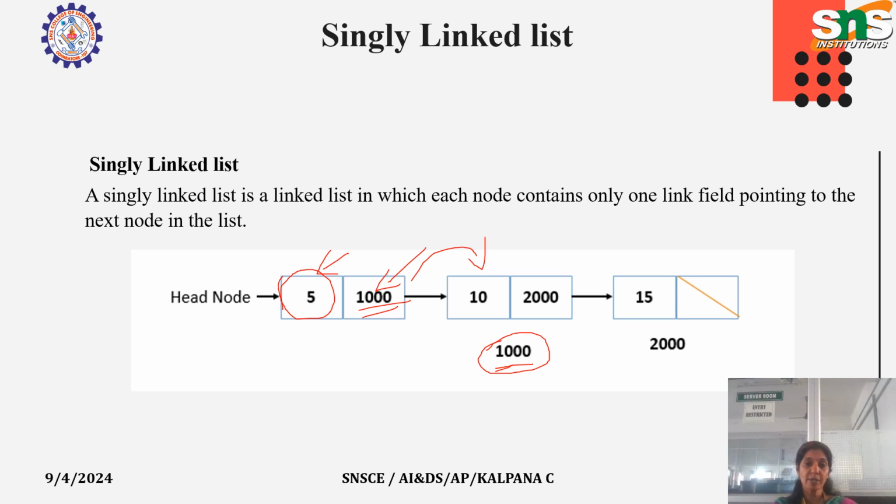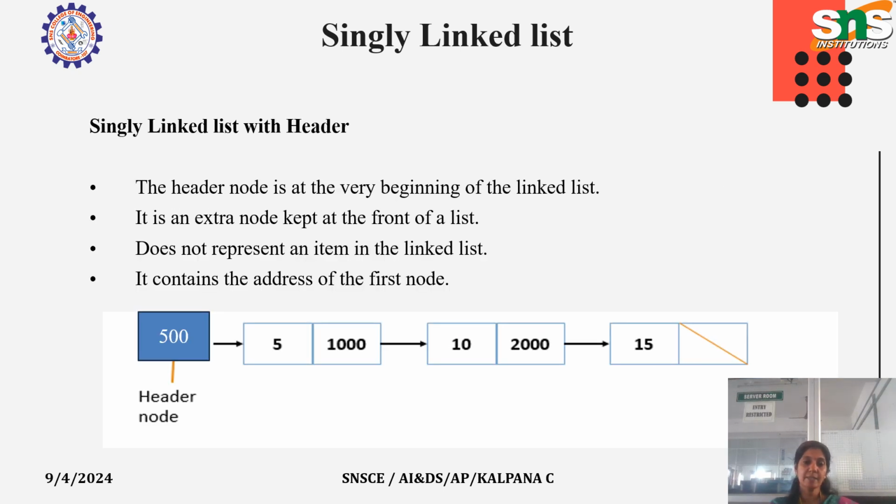In the same way, 15 is stored in 2000 location, so this 2000 is stored in the address field of the second node. In this way, we add the data and we link it with the other node. So this is the singly linked list. It has a data field, and the next thing is it has the next address field.